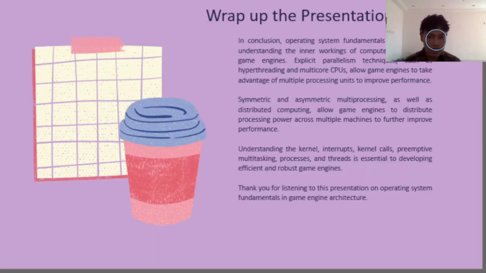In conclusion, understanding operating system fundamentals is crucial for developing efficient and robust game engines. Techniques such as explicit parallelism and multiprocessing allow game engines to take advantage of multiple processing units and improve performance. The kernel, interrupts, kernel calls, preemptive multitasking, processes, and threads are essential components of operating systems that must be understood for effective game engine development.